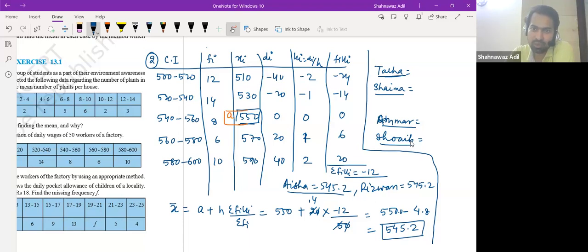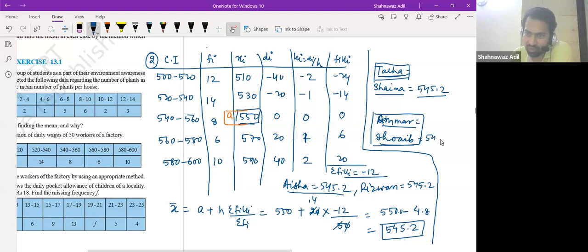Tell me, guys, whether you got the result or whether there was some mistake. I got the answer. Good, good, Shaima. Why were you not telling me? I was calculating. Good. So Shaima also got the answer, 545.2. Now, Talha, Amar, and Shoaib, you guys are remaining. Okay, and I also got it. Shoaib also got 545.